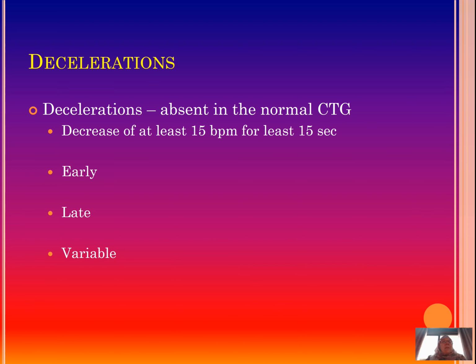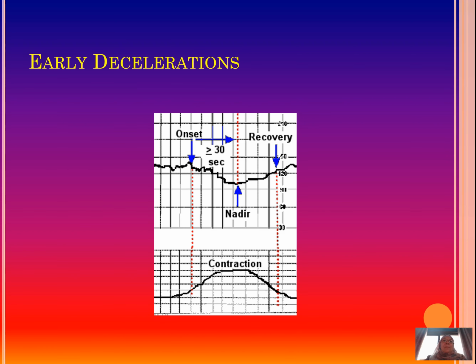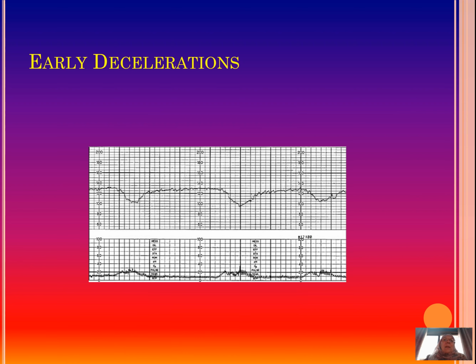But we generally distinguish between early, late, and variable decelerations. An early deceleration is a deceleration that starts with the contractions, has its nadir, its lowest point, with the contraction, and also recovers with the contraction. It's actually a mirror image of the contraction. Here you can find an example for early decelerations.